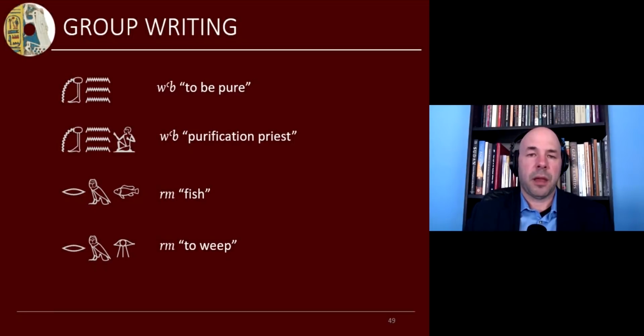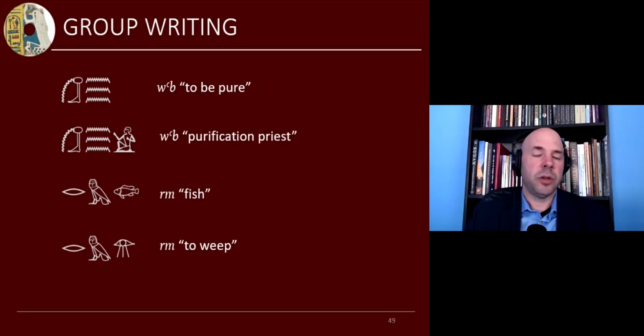Here what you see are ways to distinguish words that have the same phonetic sounds. So at the top you see wab, a verb that means to be pure, and then you put a person, the little seated man, after it, and now it means wab, a purification priest. Okay, right? Because now it's the concept of being pure, but within the category of human beings. And so this is a purification priest. Likewise, rim has the same phonetic sounds in between two words. One word is the word for a fish, so you put the fish determinative after it. And another word is rim, to weep, so the verb to cry.